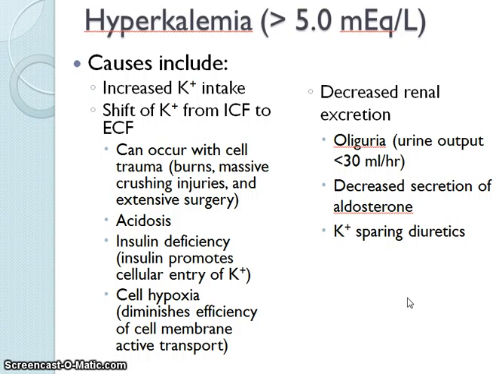Also, if we can't get rid of it like we're supposed to with our kidneys, then it's going to build up in our volume again. Oliguria would be where we don't have enough urine output. Most people make above 30 milliliters of urine an hour. If someone's below that, they're not making enough urine and could not be getting enough potassium out of their kidney, and then it would stay in the circulation. If they have decreased secretion of aldosterone, or if they're taking potassium-sparing diuretics, it can also build up as well.